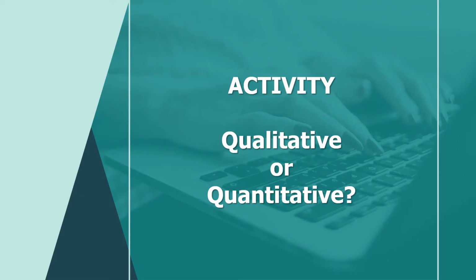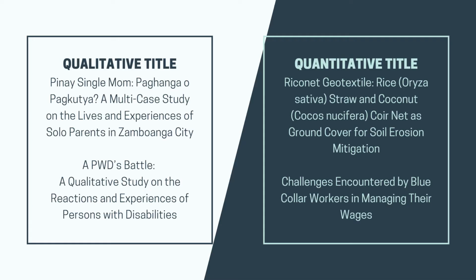Okay, let us now check whether your answers are correct. Qualitative titles are Pinay Single Mom, Paghanga o Pagkutya, a multi-case study on the lives and experiences of solo parents in Zamboanga City, and A PWD's Battle, a qualitative study on the reactions and experiences of persons with disabilities. Quantitative titles are Ryconet geotextile, rice Oryza sativa straw, and coconut Cocos nucifera, Quanet as ground cover for soil erosion mitigation, and challenges encountered by blue-collar workers in managing their wages.